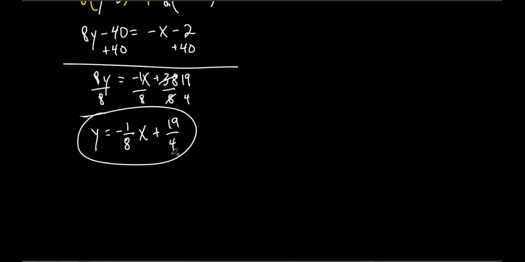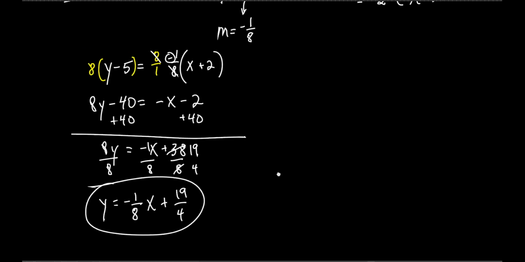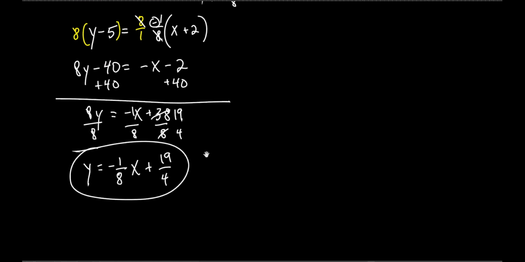So this line right here is perpendicular to the line that they gave us. And it goes through negative 2, 5. Is that what it was? Yep, negative 2, 5. And it's perpendicular to that other line. And that's the one right there.